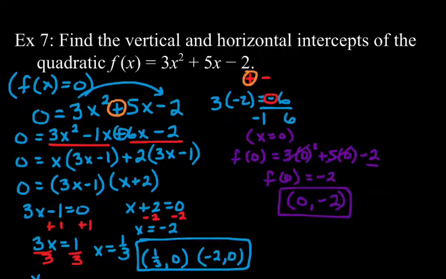And remember, like I said last time, that's always how you find horizontal intercepts. Replace the f of x or whatever the function is with a 0. And to find the vertical intercept, you're always going to replace the x with a 0 or whatever variable you happen to be using.